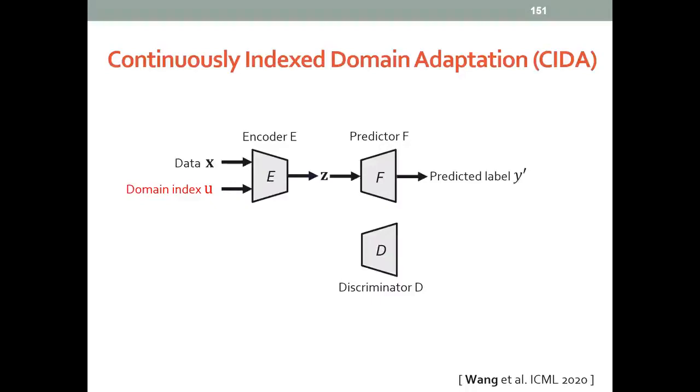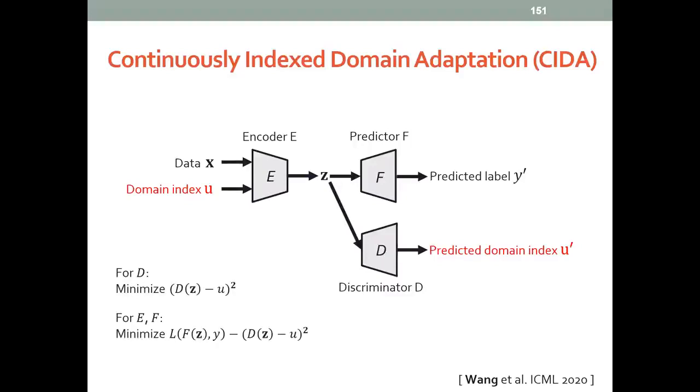After this, the predictor will remain the same, while the discriminator, instead of doing the classification task to classify between source and target, will just directly predict or regress the domain index. And naturally, we will have to use an L2 loss between the ground truth and the predicted domain index. And correspondingly, the encoder and predictor will try to fool this discriminator while predicting the label as accurately as possible.